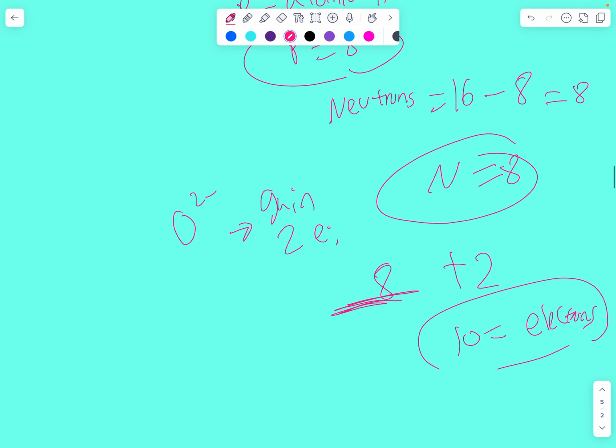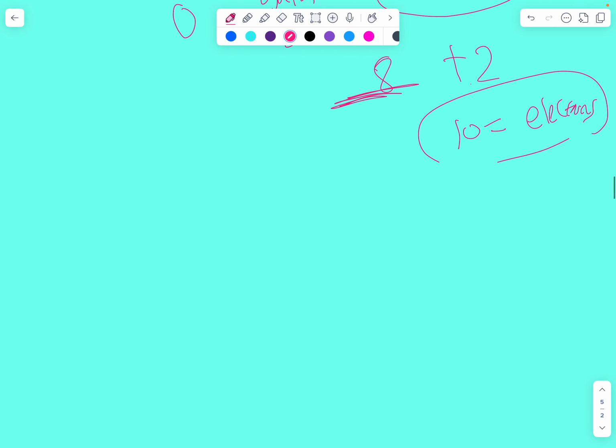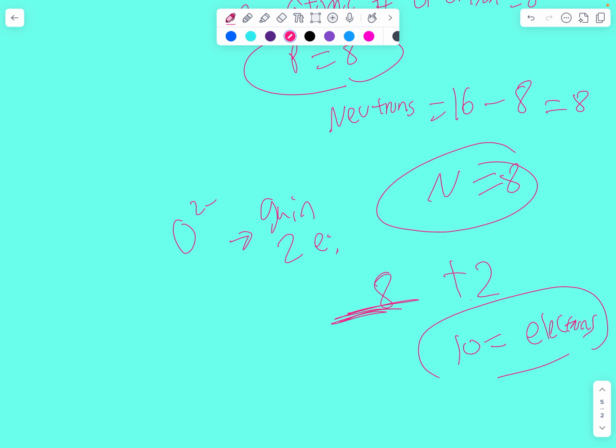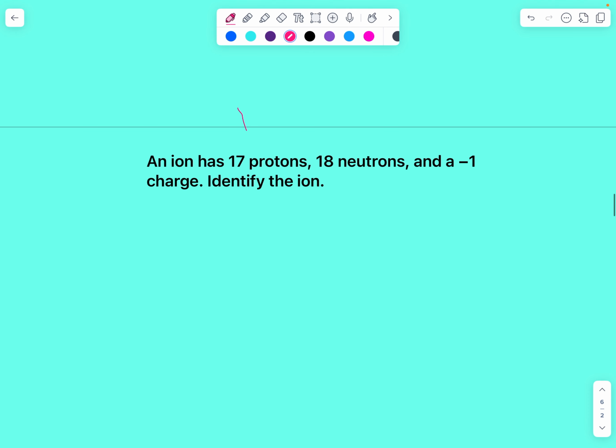All right, 8, 8, 10. Notice how the charge never affects protons or neutrons, only electrons. Okay, let's do the next one.